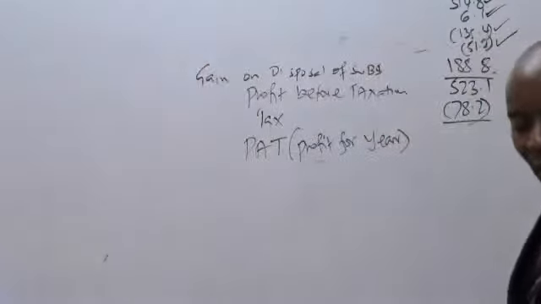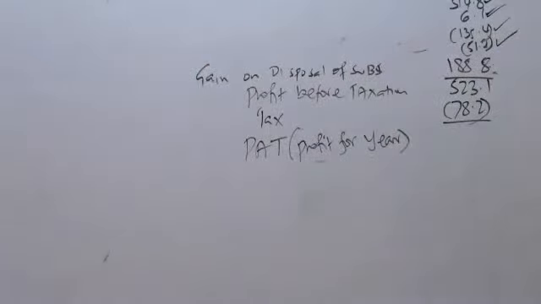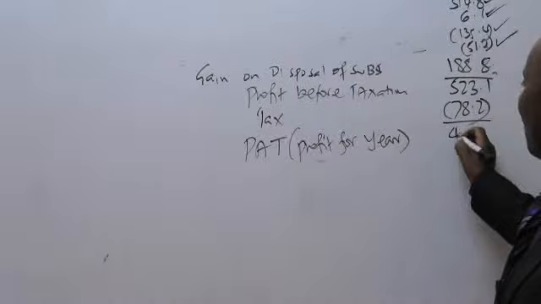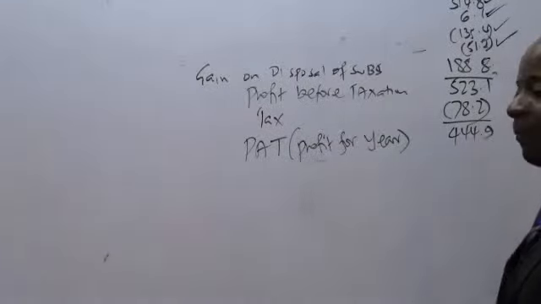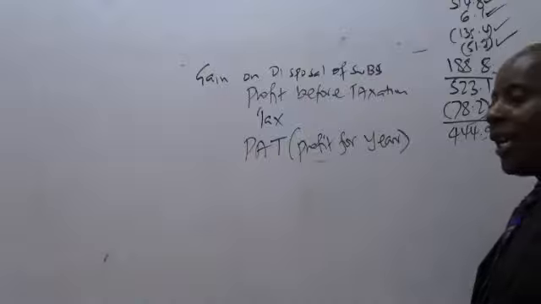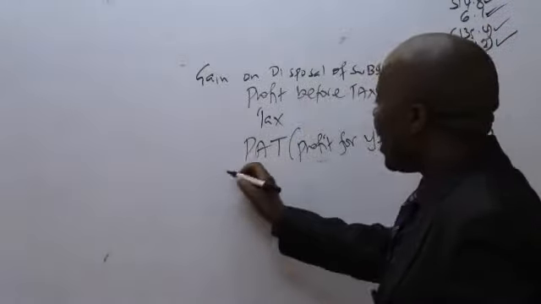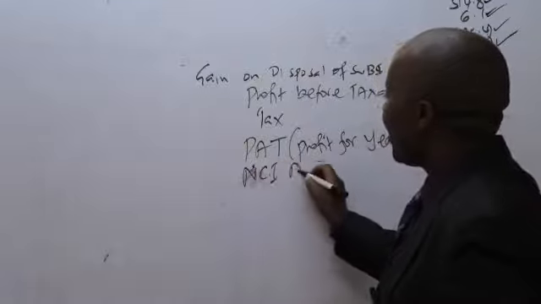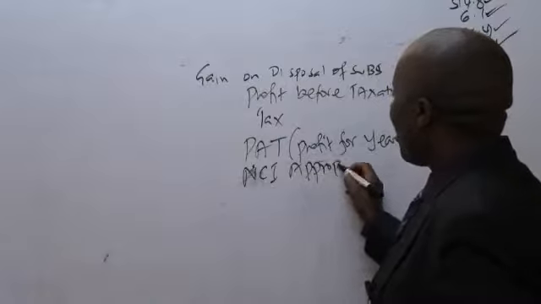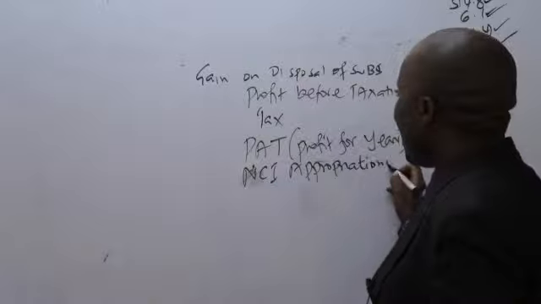Stephen tells me that this profit for the year should be 444.9. Now appropriate to NCI, the NCI appropriation first. You appropriate to NCI.